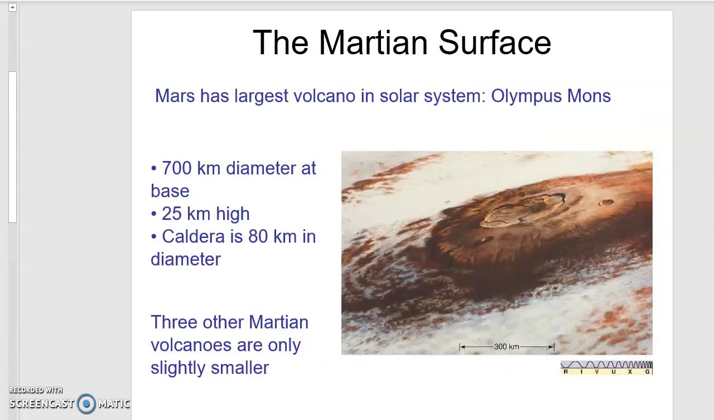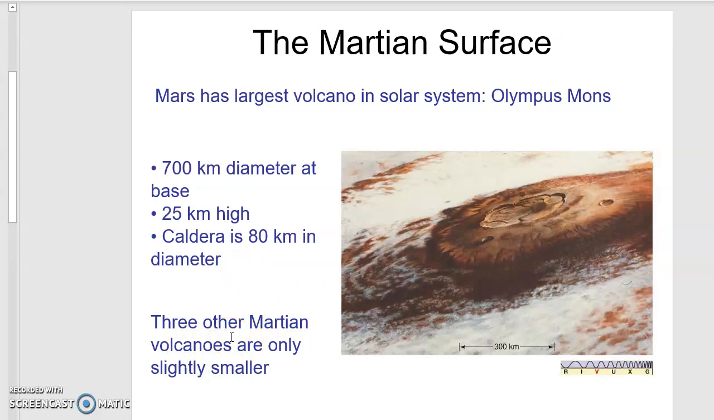But it's interesting. And also, as I said a minute ago, Mars has the largest volcano in the solar system. It's called Olympus Mons. It's about 700 kilometers in diameter at the base. It's about 25 kilometers high. And the caldera, which is this region around the top, is 80 kilometers in diameter. There were 3 other Martian volcanoes, and they're only a little bit smaller.